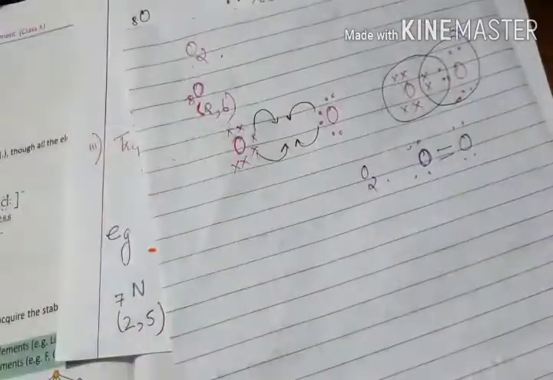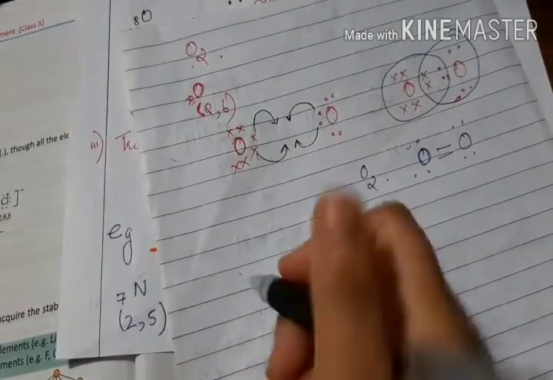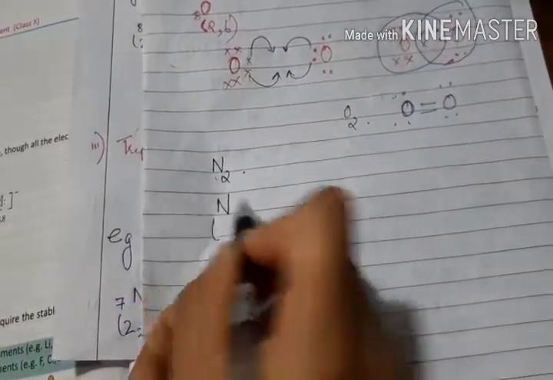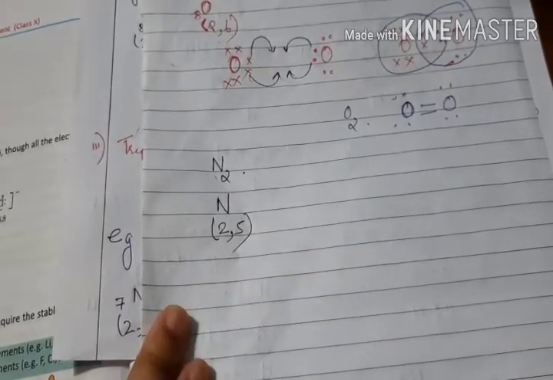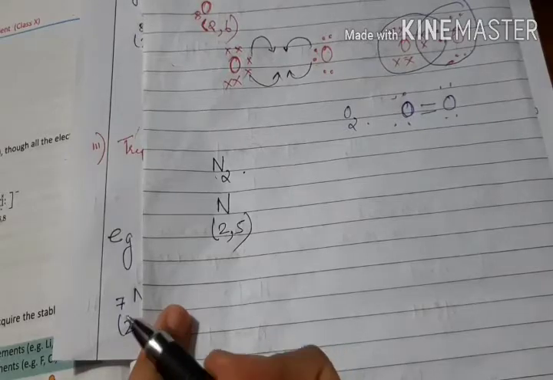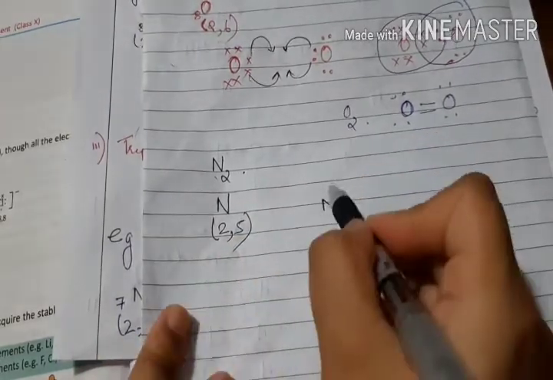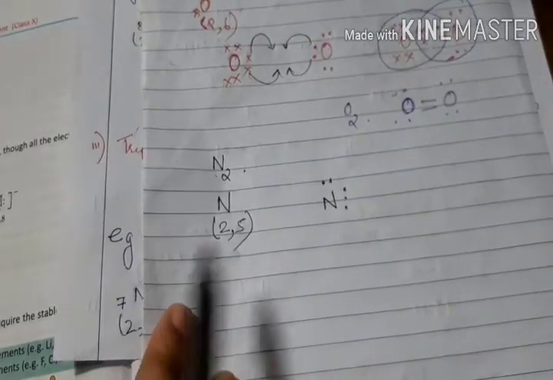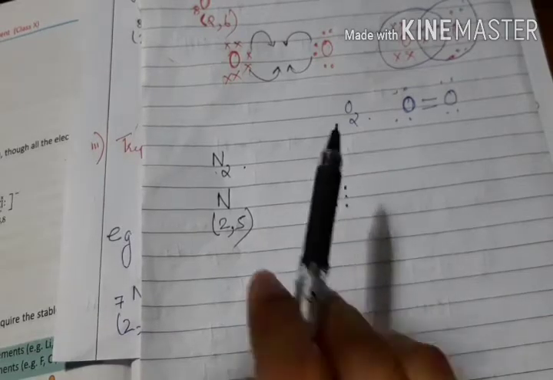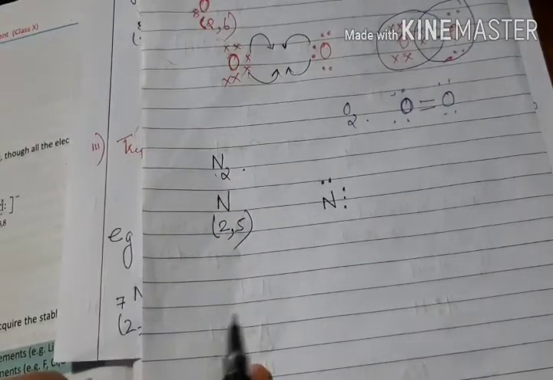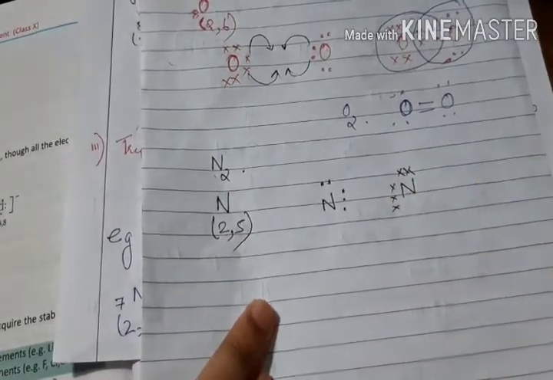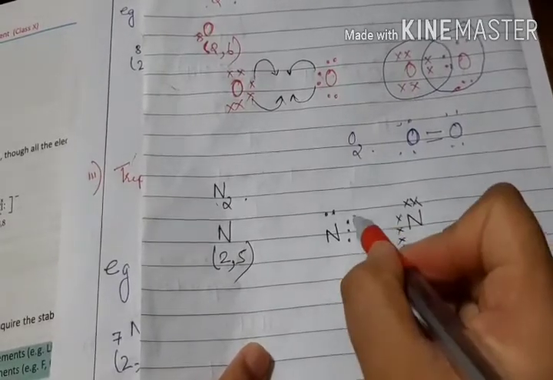N2 is nitrogen. You know the configuration is 2, 5. 7 is the atomic number. So, N. I'll draw it like this: 1, 2, 3, 4, 5. It needs to have 8. How many more does it need? 5, 6, 7, and 8. 3 more. So it will share 3 electrons to form 3 bonds. Another N: 1, 2, 3, 4, 5. So this nitrogen will contribute.